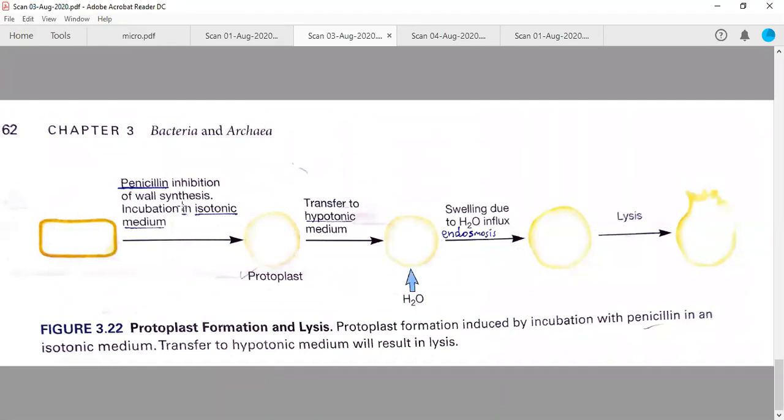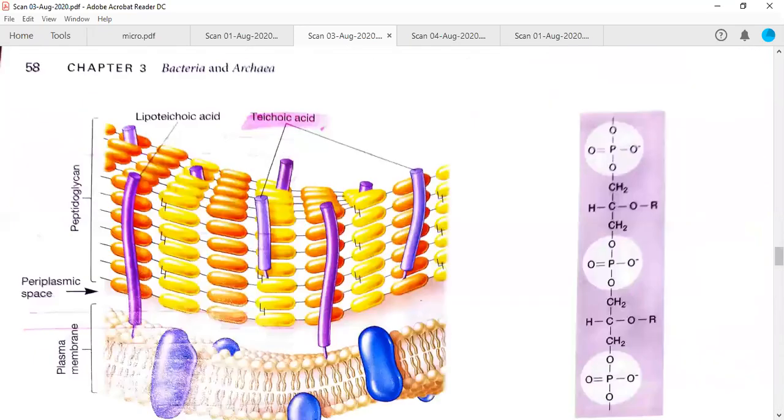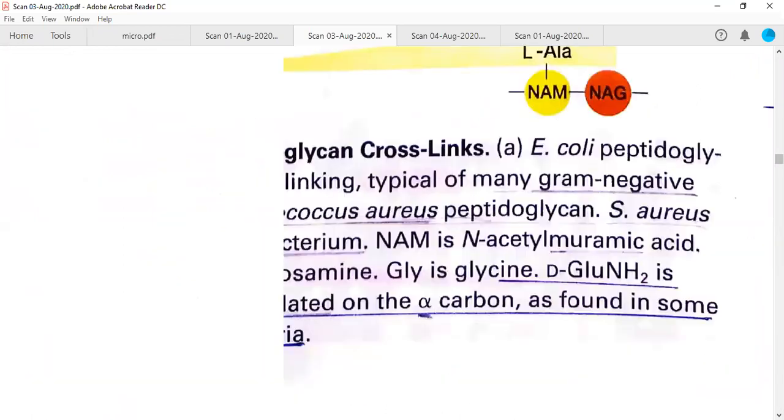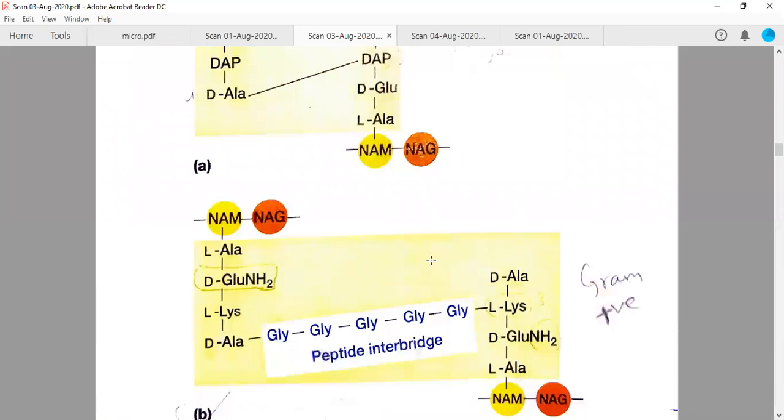This transpeptidase is required for the transpeptidation step. So if the transpeptidase enzyme is inhibited by penicillin, it will not be able to cross-link these chains. So see here, these cross-links will not be formed.